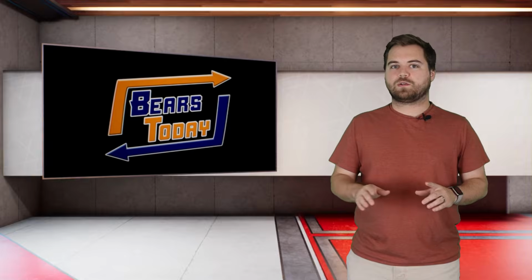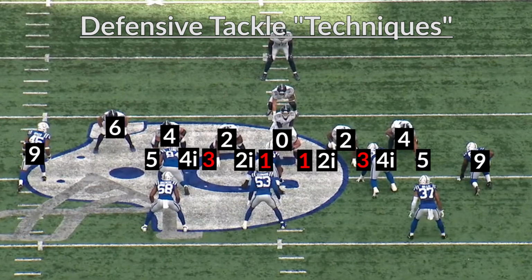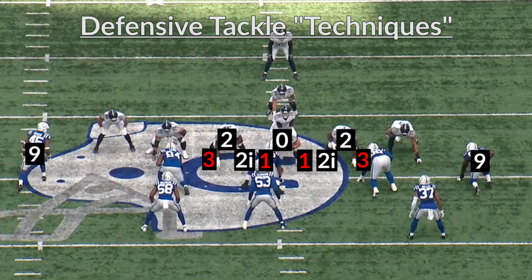But before we do, let me show you a quick diagram so you can understand that this numbering system isn't as crazy as it sounds. You start head up on the center with the nose tackle and fan out to the wide 9, with the one technique lining up here, the three technique lining up here, and what you'll hear sometimes described as the 5 technique defensive end lining up here, and everywhere else in between.